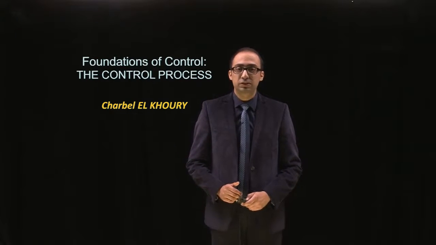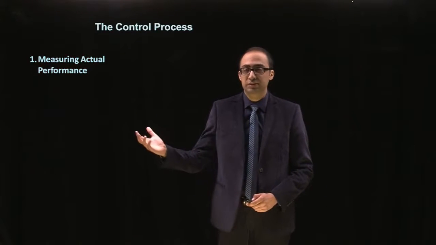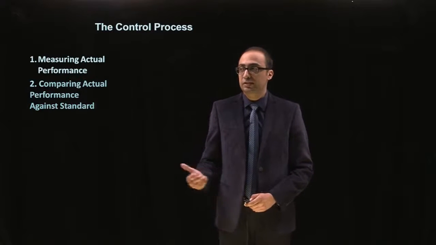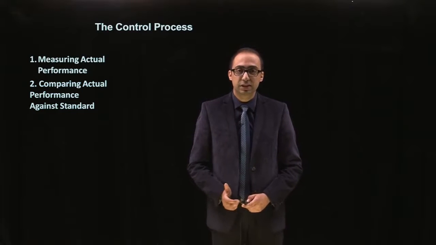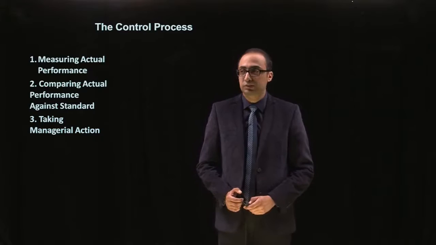The control process is mainly composed of three steps. The first one, as you are going to see, is to measure the actual performance. The second step is to compare the actual performance against standard. And the third one is to take managerial action.